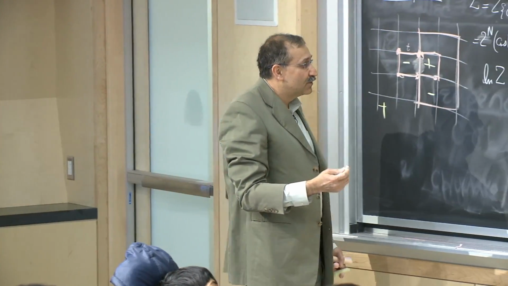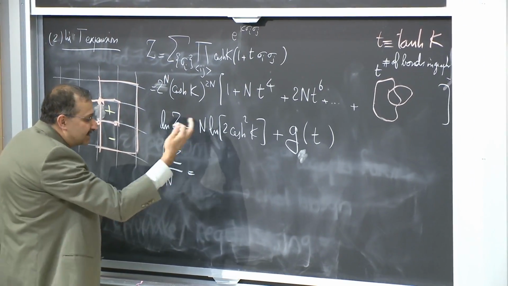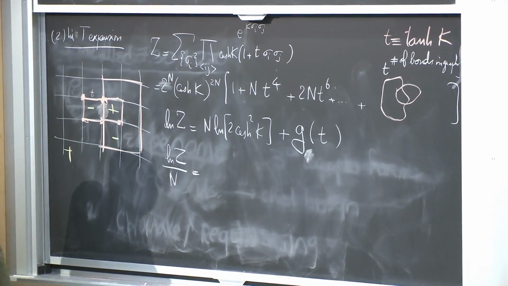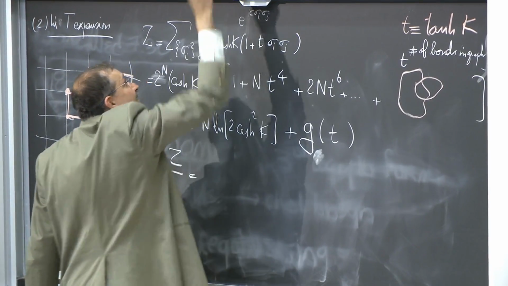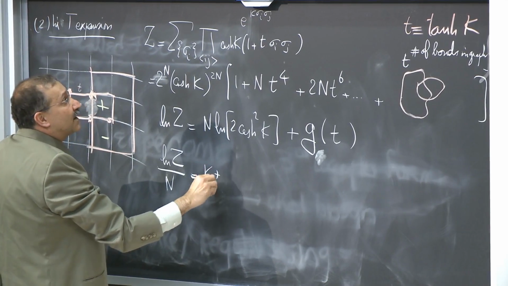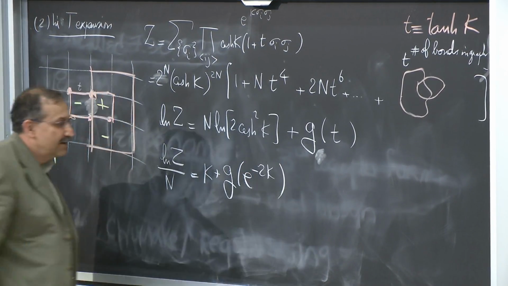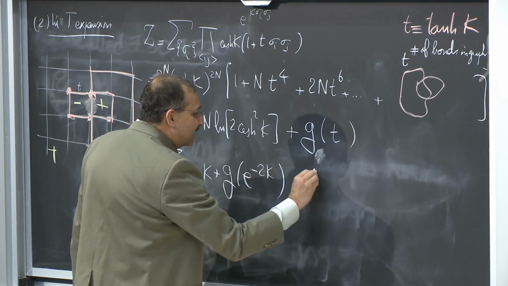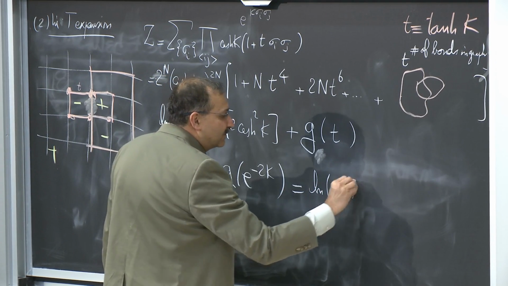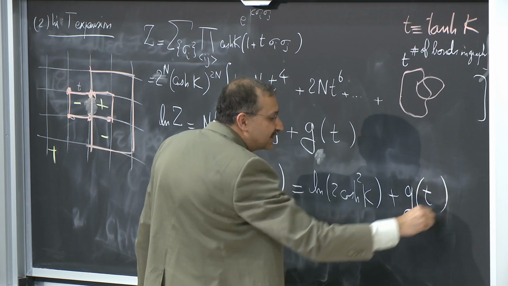So you have this very nice symmetry that you conclude that the partition function per site, the part that is interesting, either I can get it from here as k plus this function of e to the minus 2k, or from the high temperature series as log 2 hyperbolic cosine squared k plus exactly the same function of tanh k.